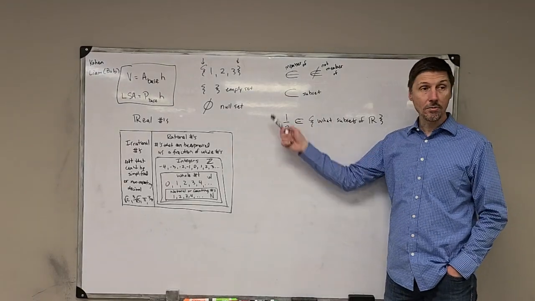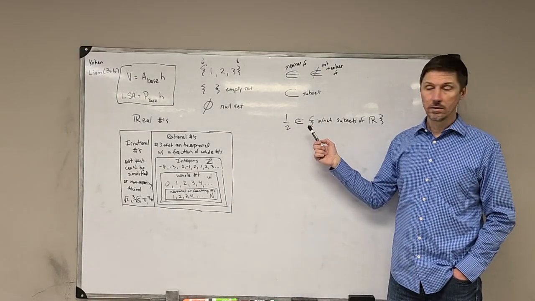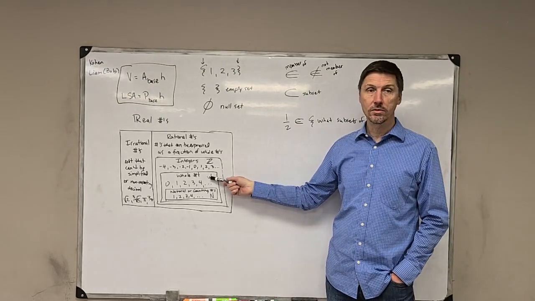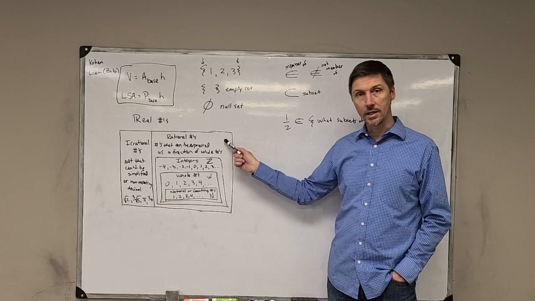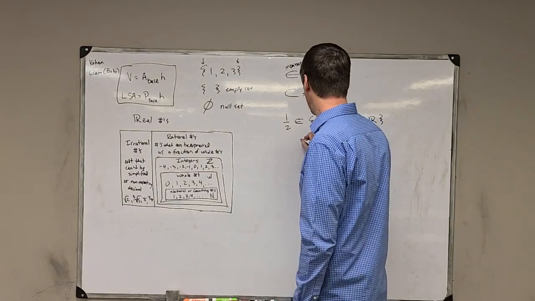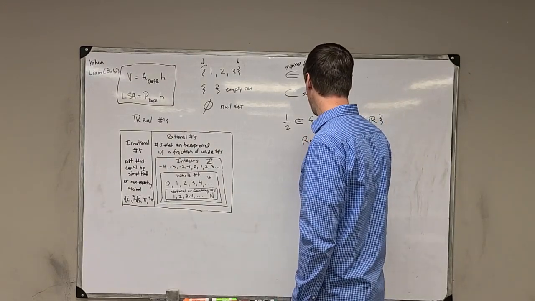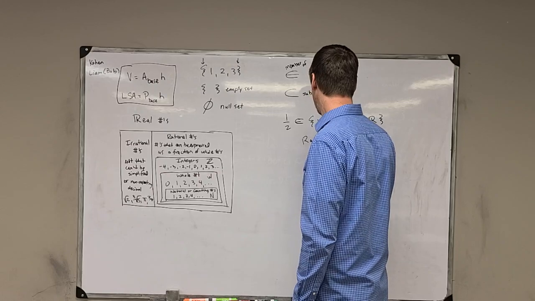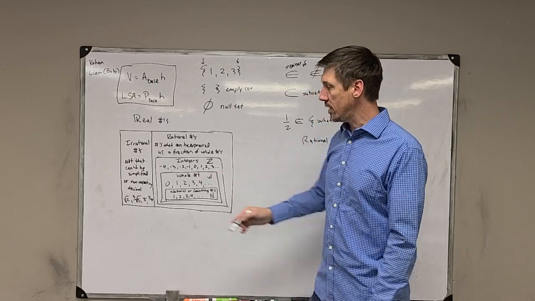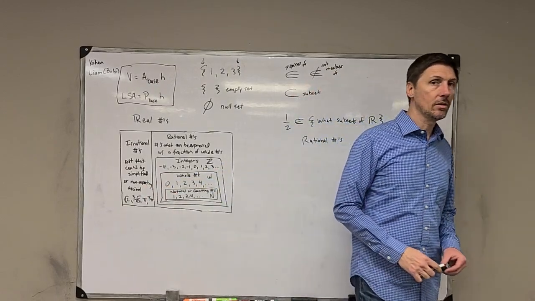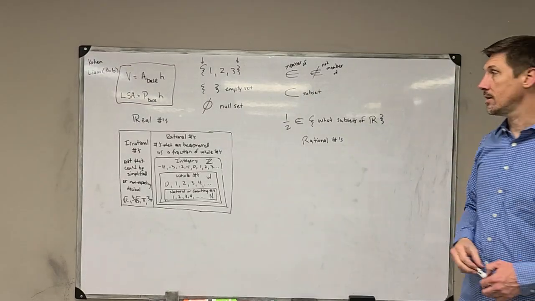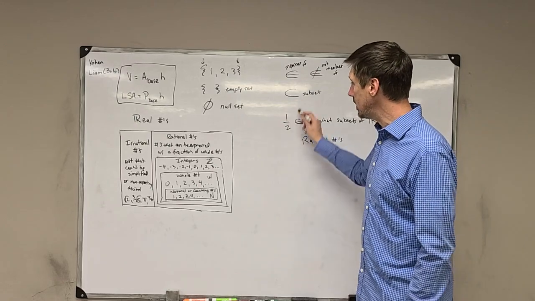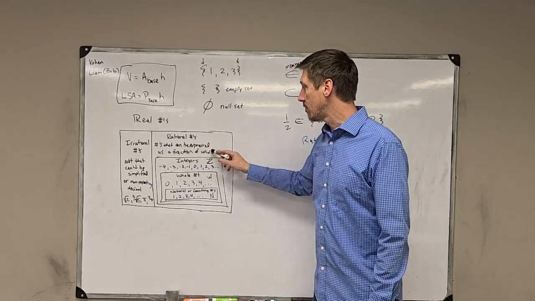So 1/2 is not part of that. Does that make sense? Is it a part of the whole numbers? No. Is it a part of integers? No. Is it a part of rational numbers? Yes, right? So we would say the subset that this is a part of is rational numbers. Is it a part of irrational numbers? No, because it has a terminating decimal value, right?